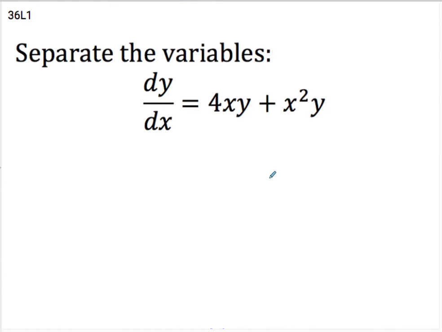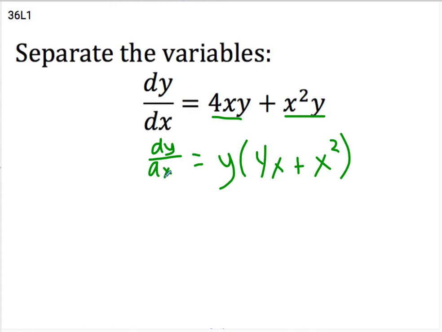36L1, separate the variables. So we want the y's on one side and the x's on the other. Well, if we look at the right side, we notice both terms have a y. So I'm going to factor the y out of both terms. And I have y times 4x plus x squared equals dy dx.